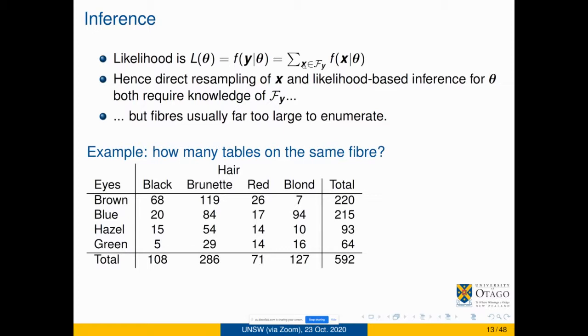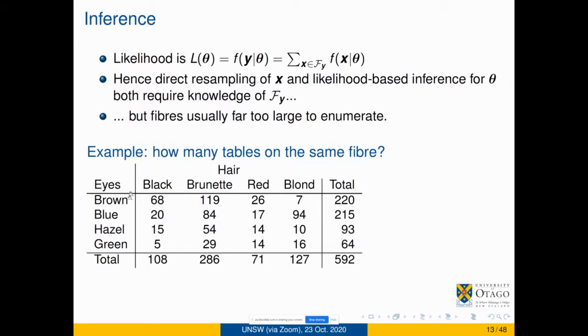Whether I want to learn about the x's on their own and forget about the thetas, in which case I'm sampling from f of x given y and I need to know the normalizing constant f of y, or I want to do likelihood-based inference for theta, in both cases I need to evaluate a sum over all entries of the y fibre. And that's a problem, because typically these fibres are too large to enumerate.